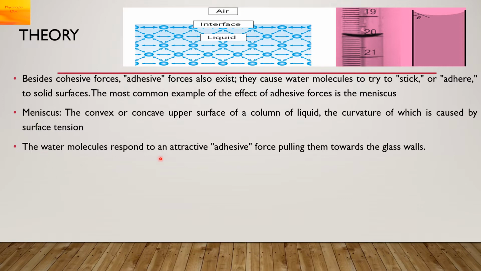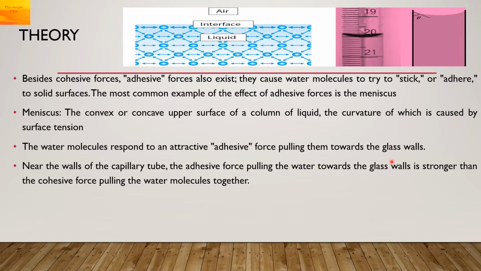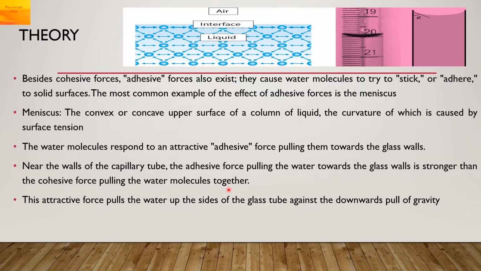The water molecules respond to an attractive adhesive force pulling them towards the glass walls. Like near the walls of the capillary tube, the adhesive force pulling the water towards the glass walls is stronger than the cohesive force pulling the water molecules together. So the adhesive force is more compared to the cohesive force in water. This attractive force, that is the adhesive force, pulls the water up the sides of the glass tube against the downwards pull of gravity.